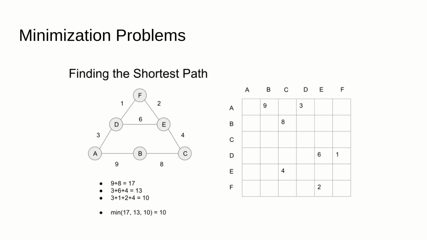For example, here's a graph that represents, let's say, cities and distances between them. What's the length of the shortest path from A to C? The process is pretty simple. We add up all the lengths of all the paths and then take the minimum. But this is the same data access pattern as matrix multiplication. But the inner operation adds instead of multiplies, and the outer operation minimizes instead of adds.